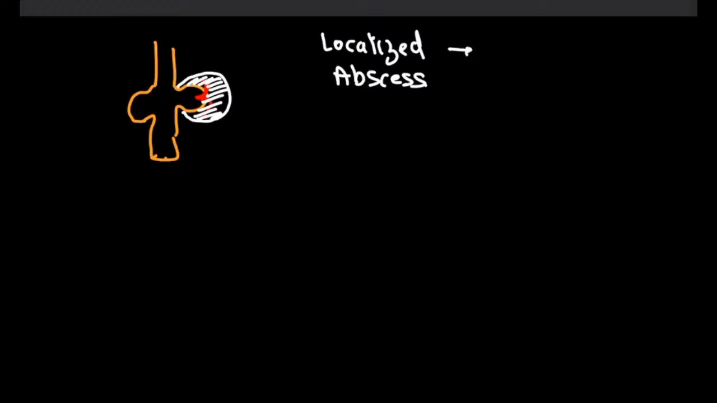Whatever the pus is, it can be localized to this particular part, so you can have a localized abscess. This is what is called a type 1 Hinchey classification. Or this abscess can go from here and get deposited in your pelvic cavity, because that is the most dependent part, right? So it can go and get deposited in the pelvis.